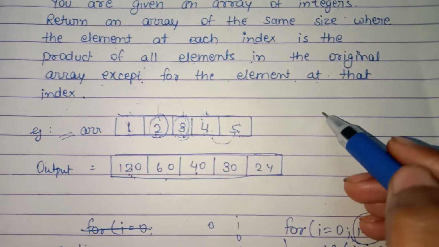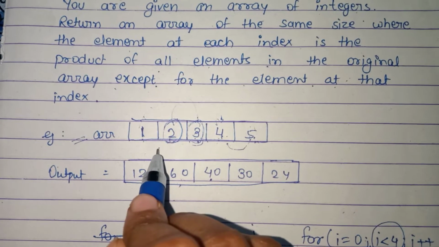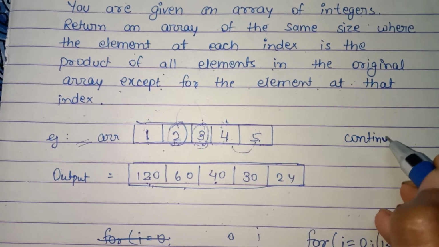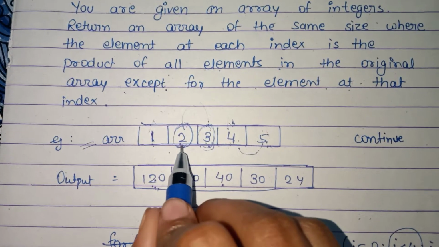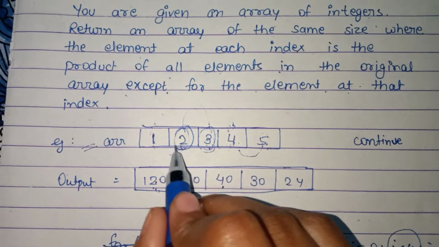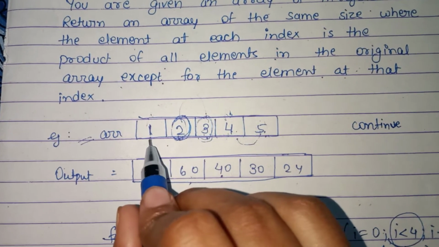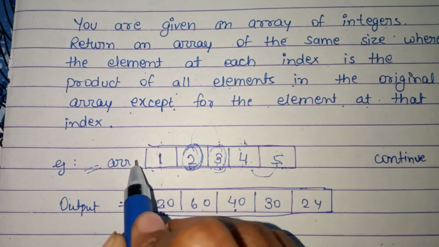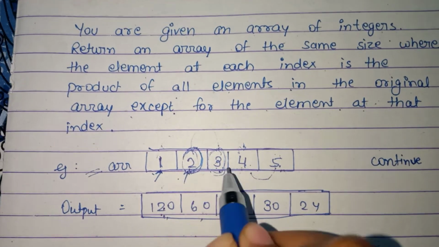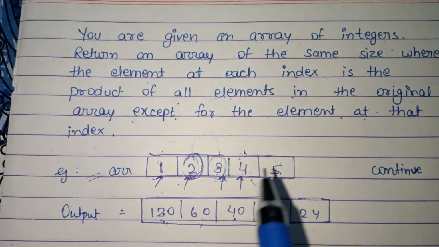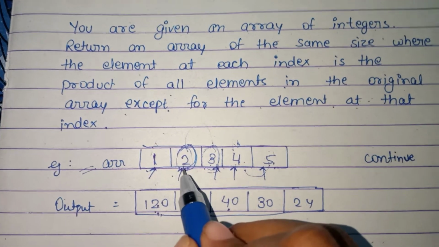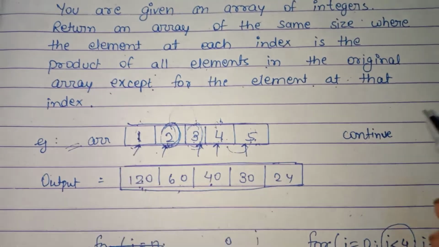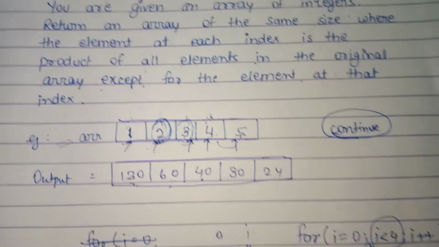So now come to our main question. What I am going to do here is use the continue statement, because we are asked not to multiply that particular element. I am going to use two for loops. One for loop will be to take elements one by one from the array, and the second for loop will be to multiply all the other elements except this one, and for excluding this one I am going to use continue.